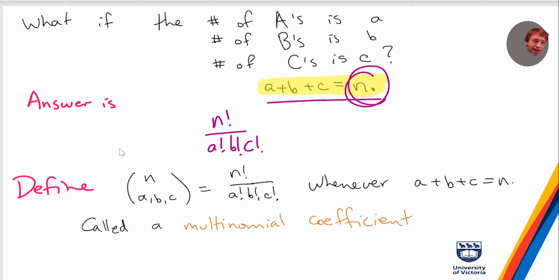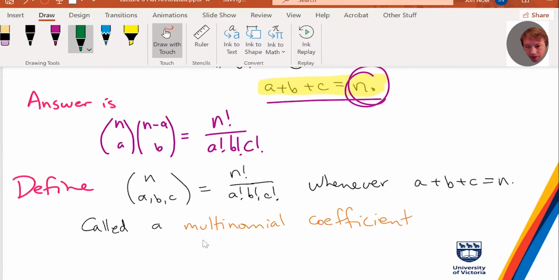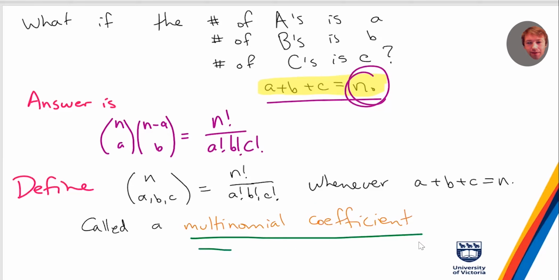And you get this by saying, this doesn't come out of nowhere, because it is n choose a, which is how many ways to choose the position of the a's, and then n minus a choose b. That's how many ways to choose the position of the b's, and then once you've chosen those, the c's fill up all the remaining positions. So a bit of terminology. We call these things multinomial coefficients, for reasons that I haven't explained yet, but it's going to become clear in a little bit.